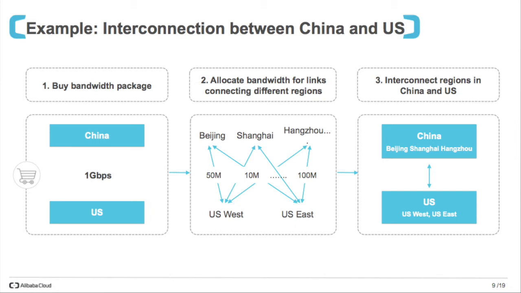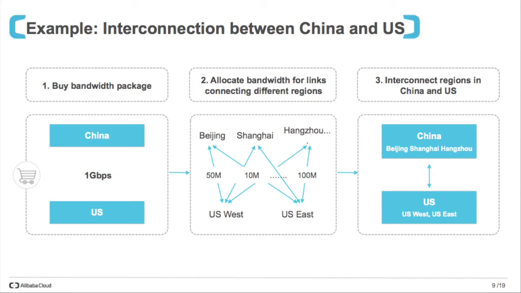So, first of all, choose geography region China and the USA and buy the bandwidth package. Here, in our demo, we will buy 1 gigabit bandwidth package. Then, according to the needs, allocate the bandwidth between China regions and the USA regions, like China to US East, Beijing to US East, Beijing to US West, Shanghai to US East, Shanghai to US West, etc.